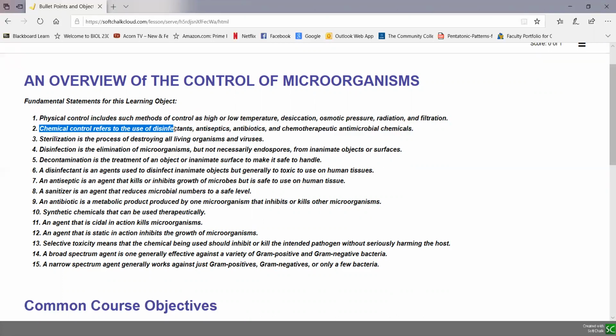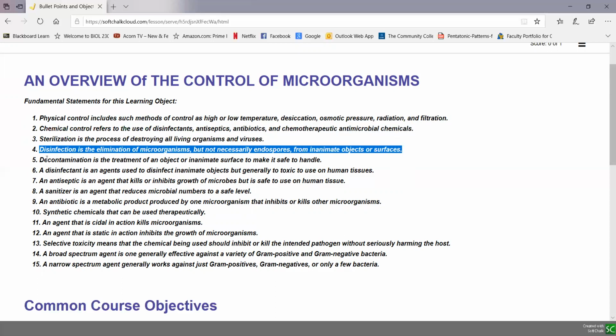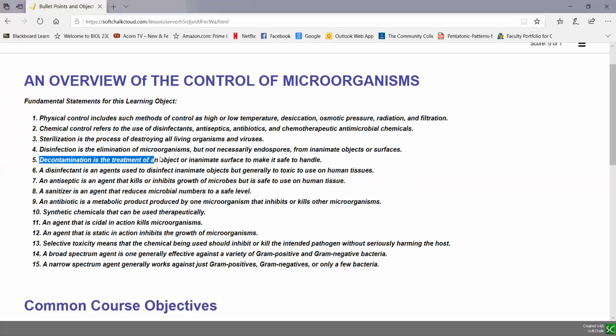Chemical control refers to the use of disinfectants, antiseptics, antibiotics, and chemotherapeutic antimicrobial chemicals, which we will be covering here. Some definitions. Sterilization is the process of destroying all living organisms and viruses. Disinfection is the elimination of microorganisms, but not necessarily endospores, from inanimate objects or surfaces. Decontamination is the treatment of an object or inanimate surface to make it safe to handle.